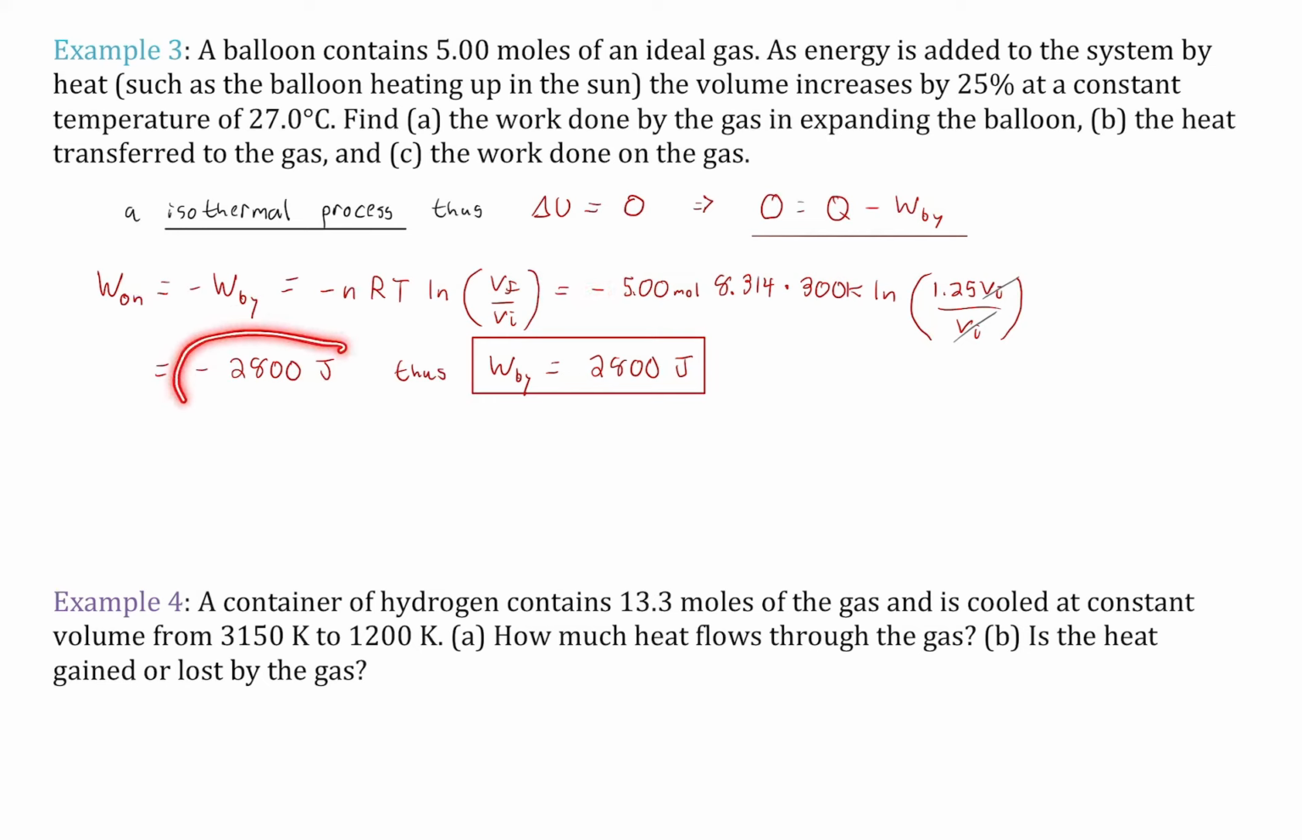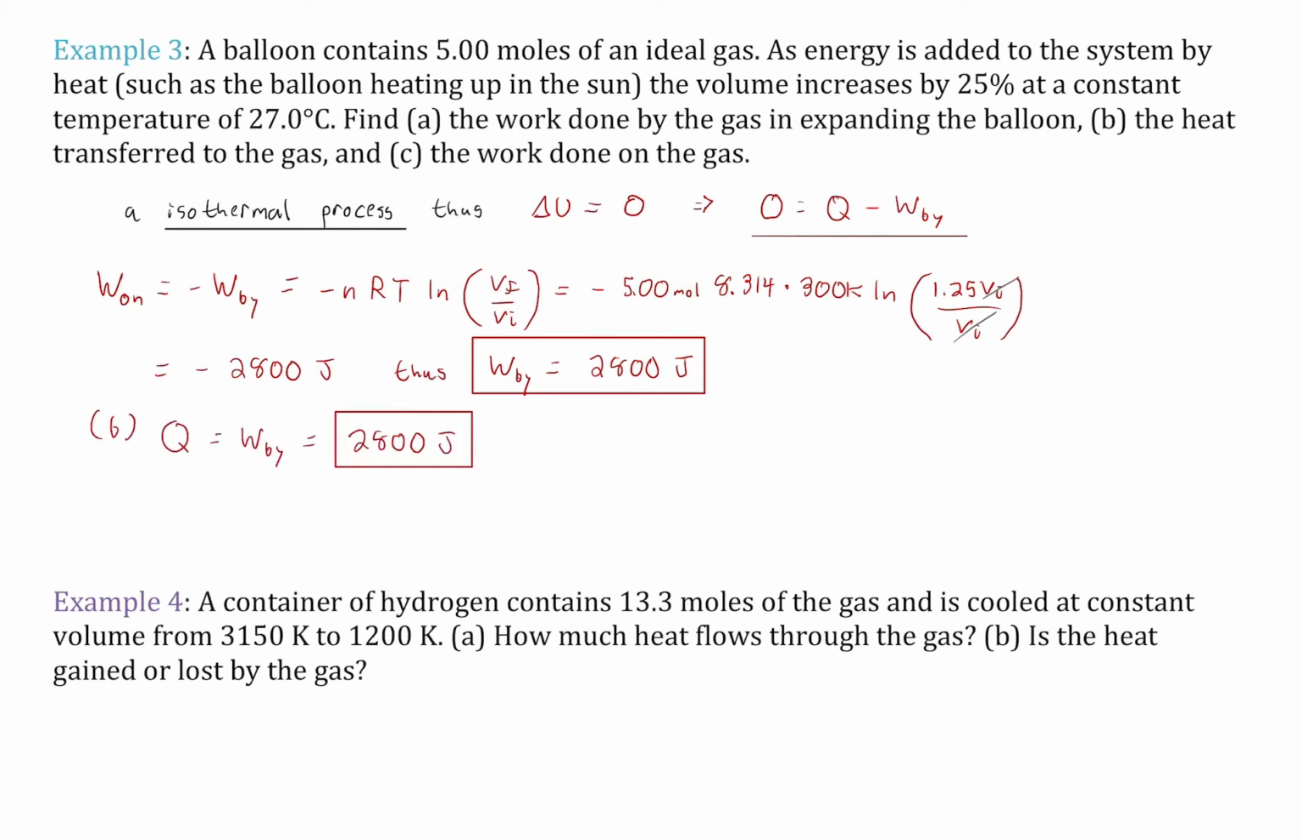So that means that the work done on the balloon is negative 2,800 joules. Thus, the work done by the balloon is positive 2,800 joules. And that makes sense because the balloon is expanding, so it must be doing positive work. Makes sense, right?